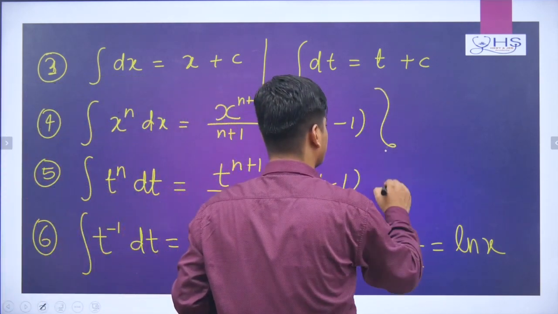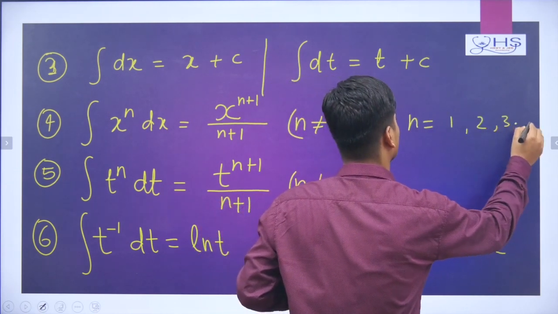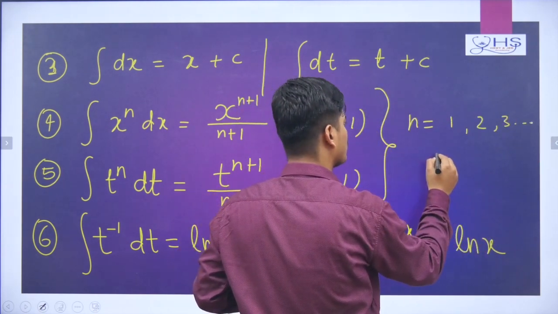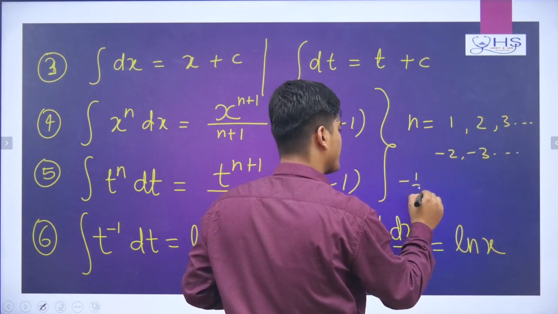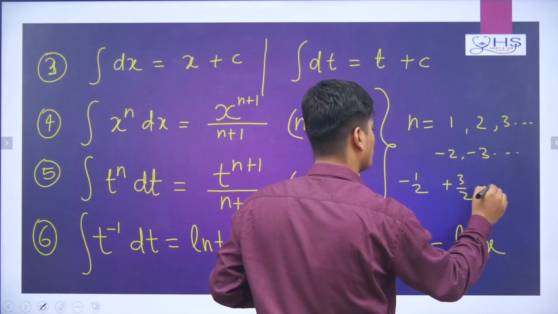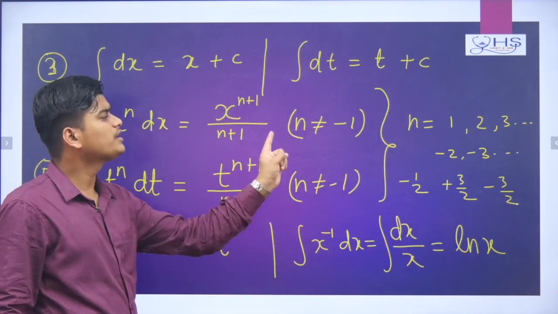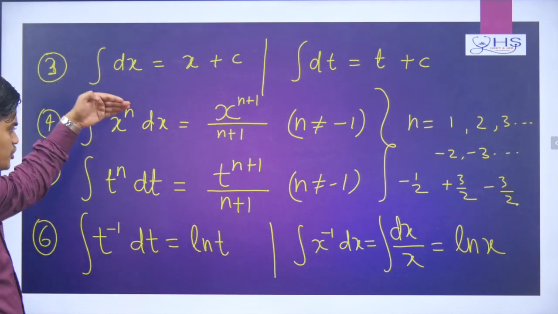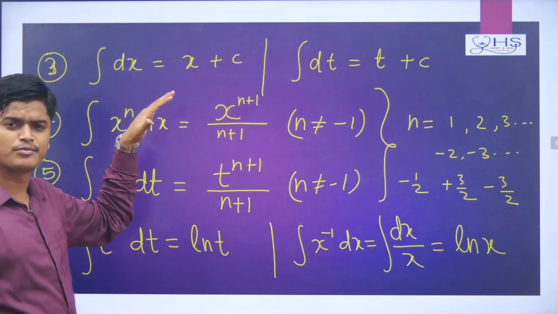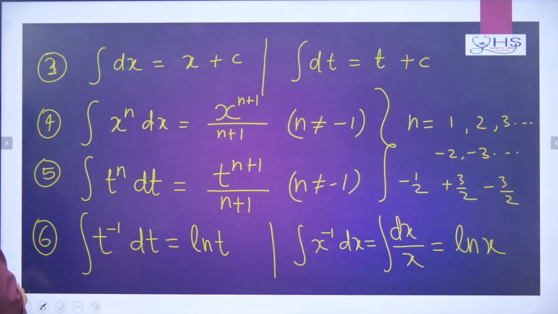So for this formula, all values of n are valid. You can take n as 1, 2, 3 and so on. You can also take minus 2, minus 3 and so on. You can take minus half, plus 3 by 2, minus 3 by 2, whatever you want, but you cannot take minus 1. For minus 1, you need to use the ln formula. These two are very basic formulas; just remember them, as most of the time we will use these. Now let me go to the next formula.